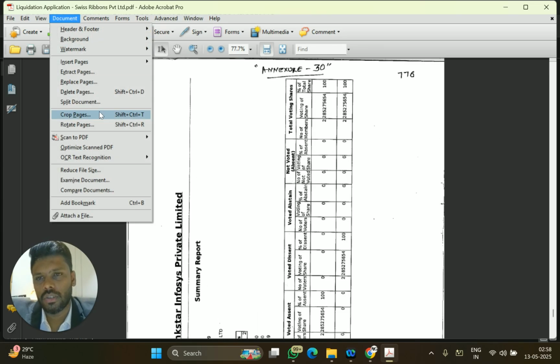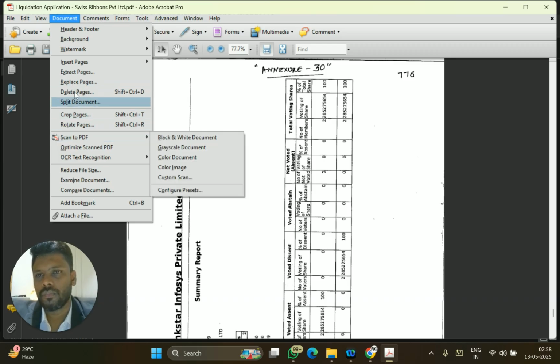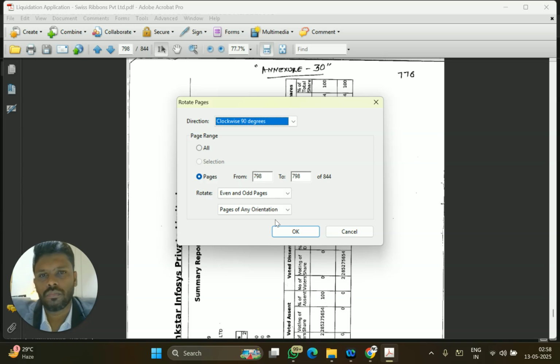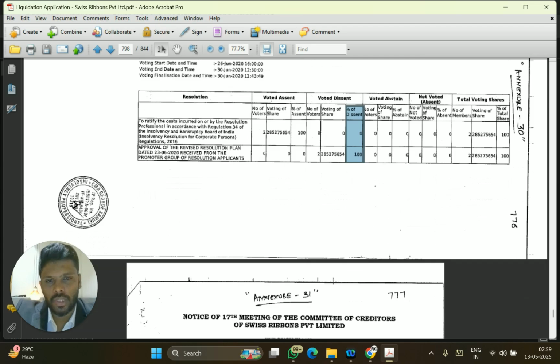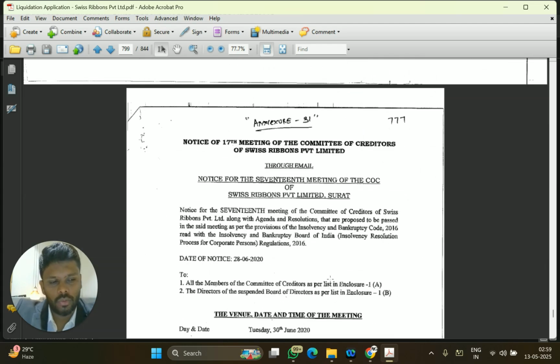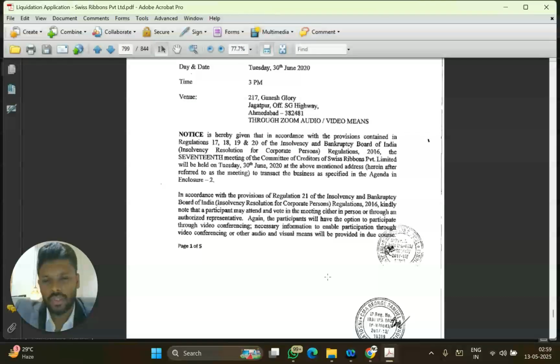Let me show you how that voting is conducted. Here are two agendas. The first agenda is to ratify the CIRP cost, which is not relevant currently. The second agenda was to approve the resolution plan. If you see, 100% of the committee of creditors have voted dissent, percentage of dissent 100%. Total voting share, 100. So with 100% of the committee of creditors dissenting against the approval of the resolution plan, they propose to go ahead with the liquidation.